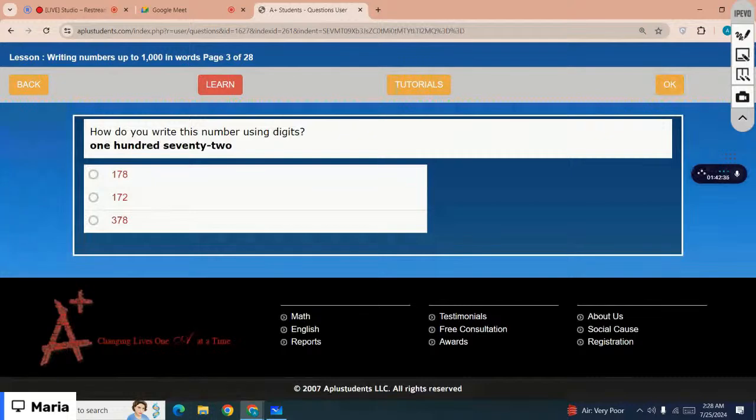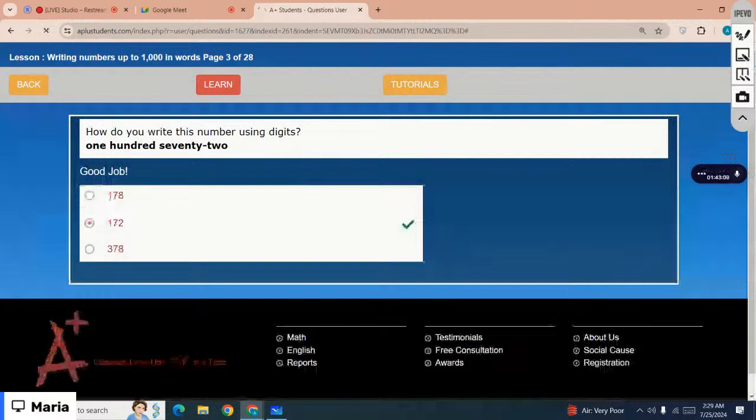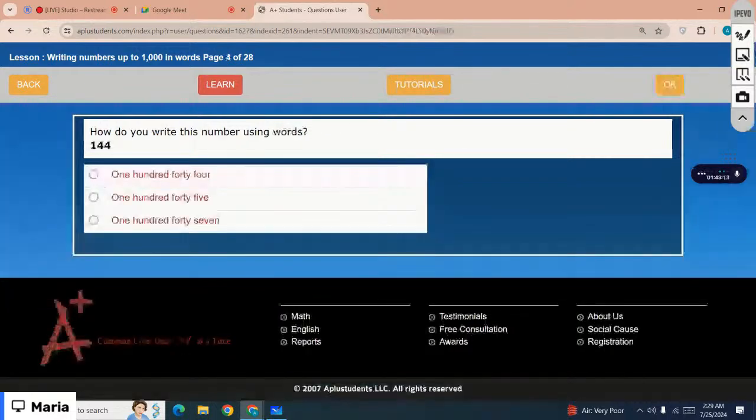How do you write this number using digits? 172. Which is the correct option? 1 is at the hundreds position, 7 is at the tens position and 2 is at the ones position. So option number 2 is the correct option. How do you write this number using words? 144. Which is the correct option?